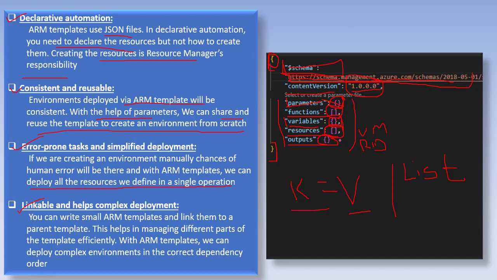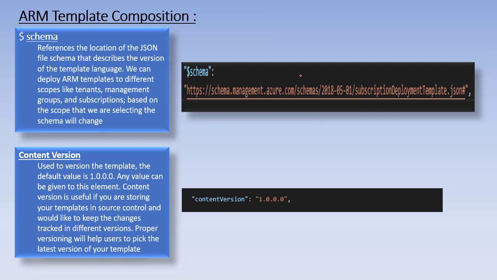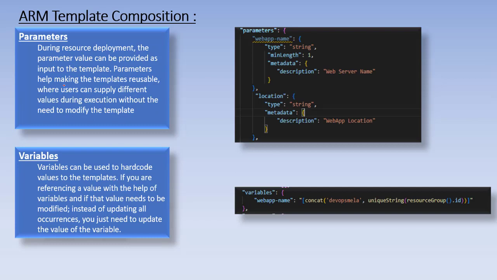This is how your template will be created, guys. So we'll talk about this template now. Now if you go back, whatever I spoke about right now is all written over here. Schema, the reference location of JSON files. This is how the schema will look. Content version, used to version the template. The default version is 1.0.0.0. Parameters, this is how the parameter looks. This is how you will be defining the parameters. So your actual web app name will be a string type, minimum length 1. This is your metadata information.